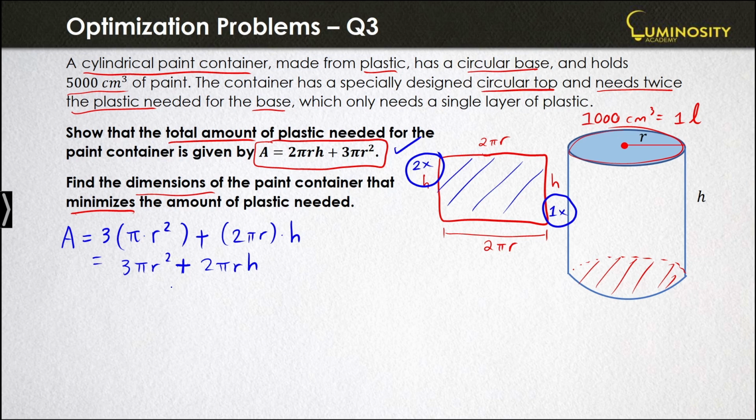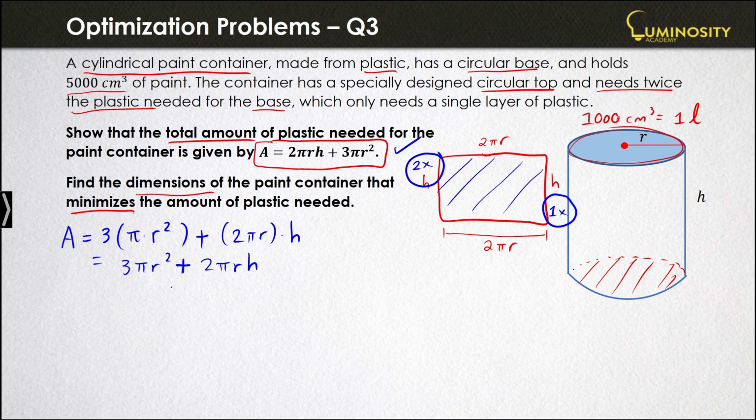Okay, so that's the area, but notice the area of the plastic needed for this container is given by two variables, the radius and the height. So if we want to find the dimensions of the radius and the height that minimizes the amount of plastic we need, then we need to get one of the variables in terms of the other, because we only want a function of one variable. So I have to go back to my question and see what information I can use there.